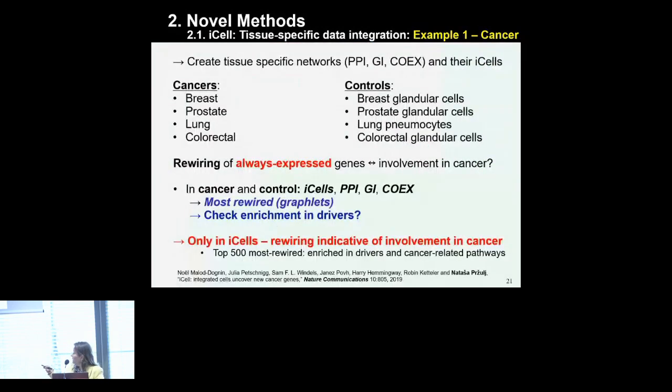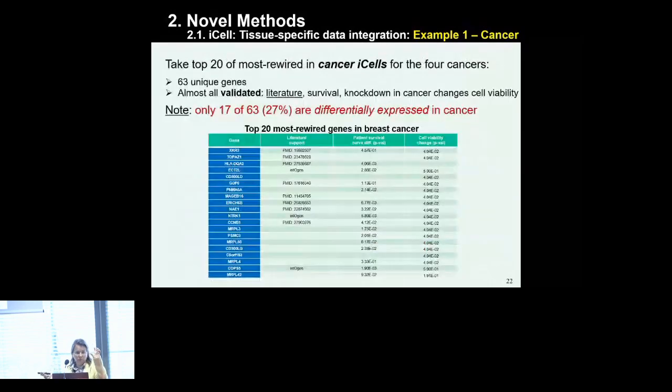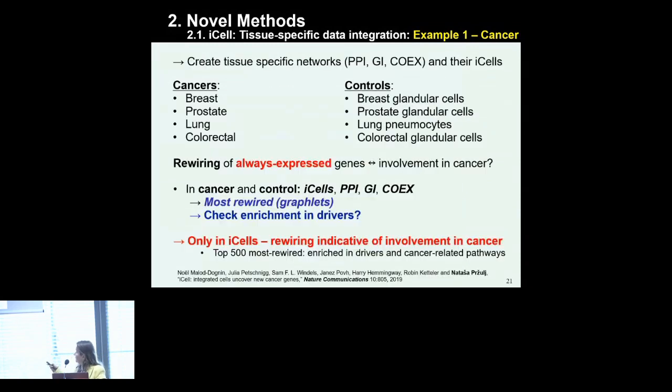So we find the genes most rewired between cancer and control in terms of graphlets, and then check enrichment in drivers. Only in I cells is wiring indicative of involvement in cancer. So not in the PPI network, not in the GI network, not in coexpression, only in I cells. And this is why we then did biological validations in the lab.